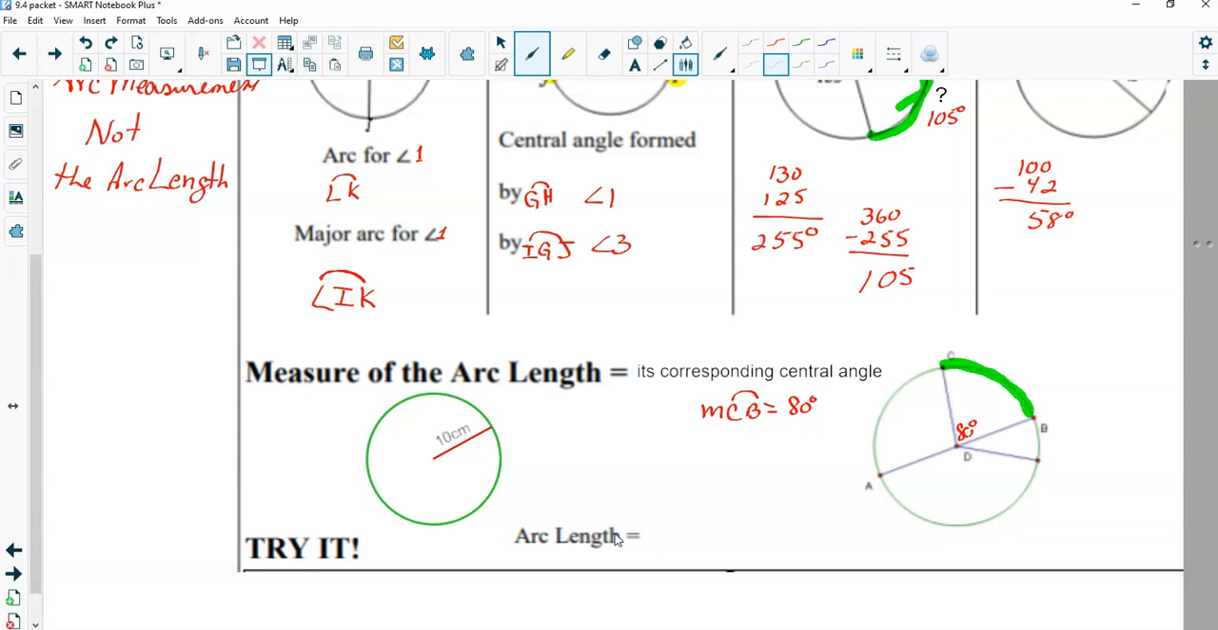But when we're talking about arc length, that's a whole different thing. The arc length is the actual distance, not the degrees; it's measured in distance. Let's take this circle, for example. It gives me that it has a radius of 10 centimeters. That means the circumference would be 2 pi times 10. That's the whole circumference, 20 pi centimeters.